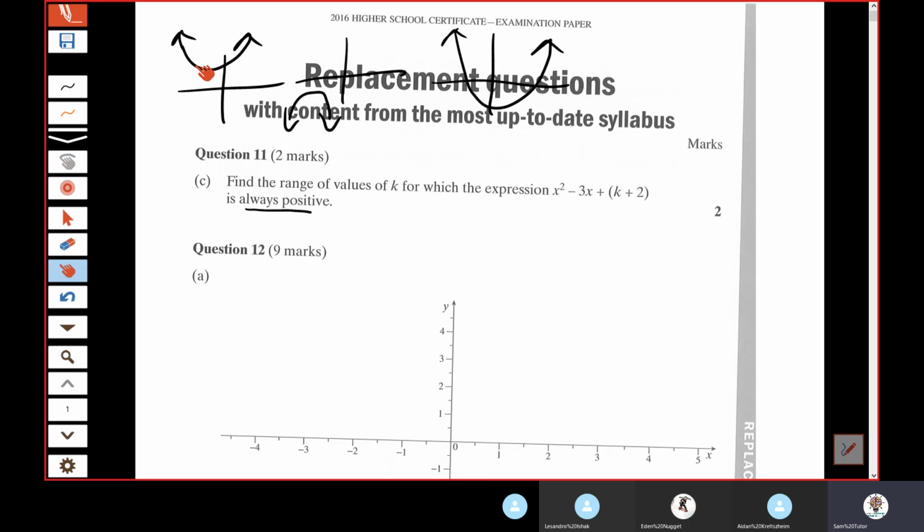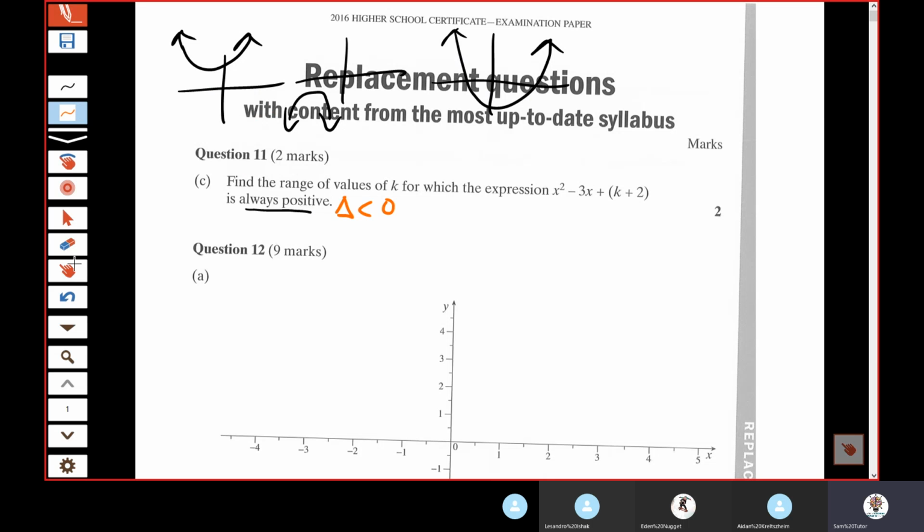For it to always be positive, are there any roots? No. Here, for it to be a normal one that you're used to, it's got 2 roots. So for it to always be positive, your discriminant must be less than 0. What about if it's always negative? Same thing, isn't it? Discriminant's still got to be less than 0.